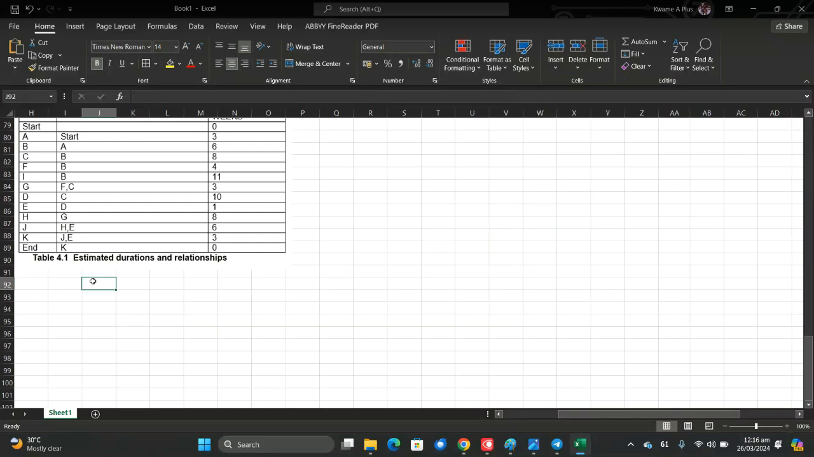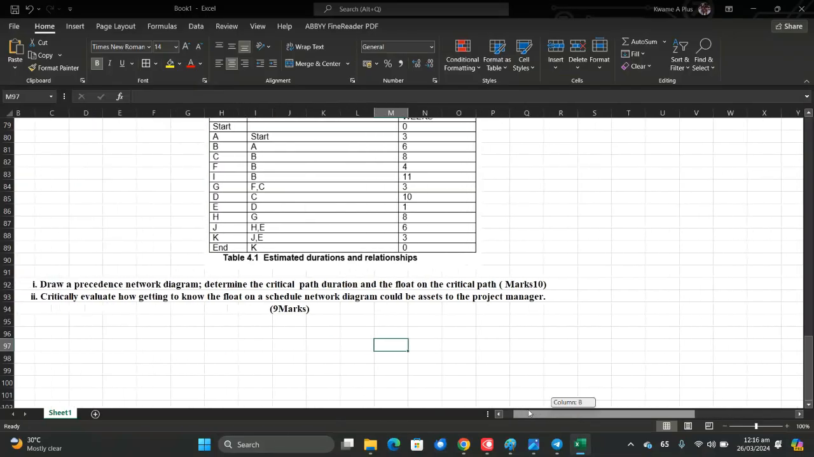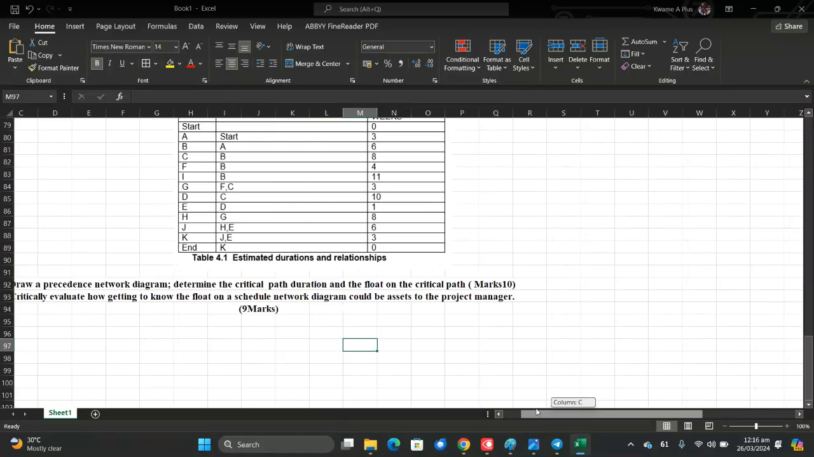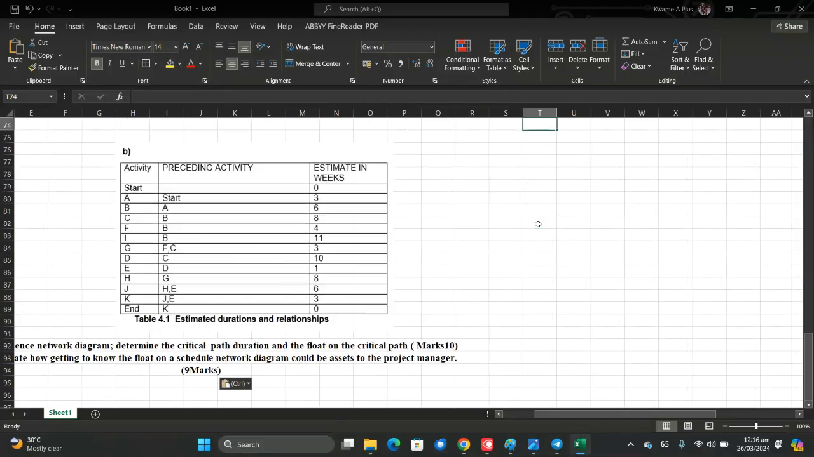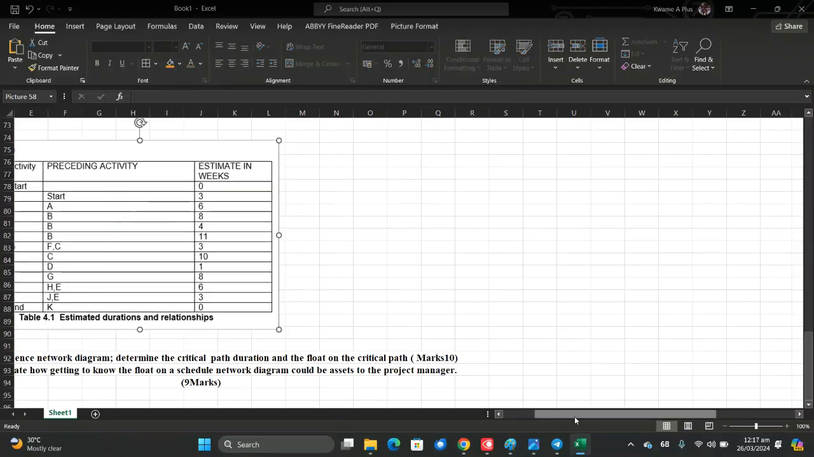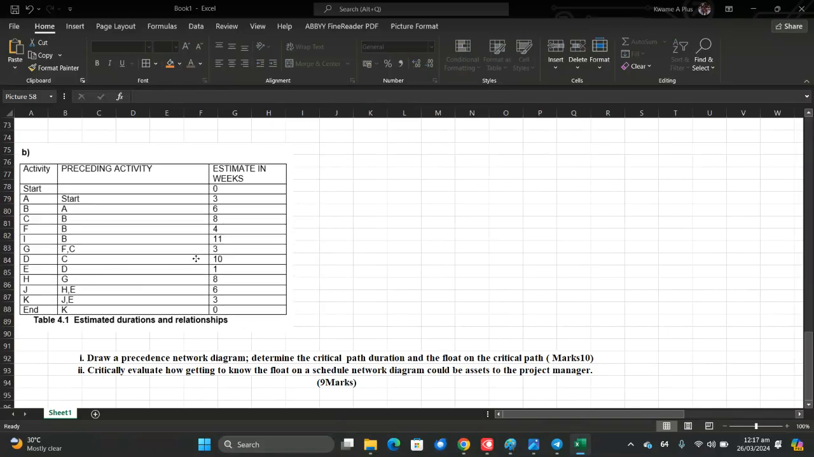This one, the question. Maybe we should draw the precedence network diagram, determine the critical path and then the float on the critical path. Okay, so let's have a look at it. This is a little bit complex project, but we'll do it. I'm saying you won't find the answer anywhere. This question, you won't find the answer anywhere. It's been long, but still, I never saw the answer anywhere. But let's do it.